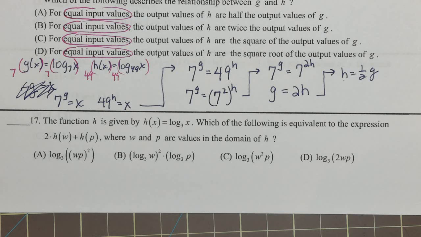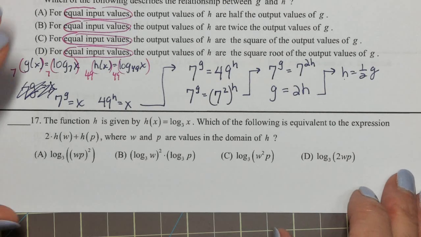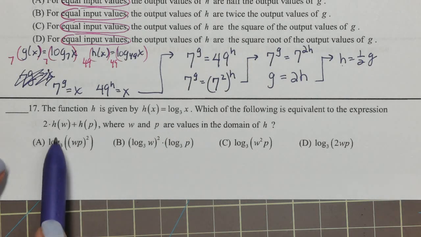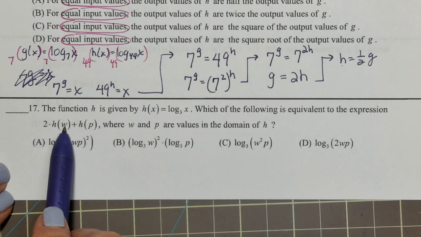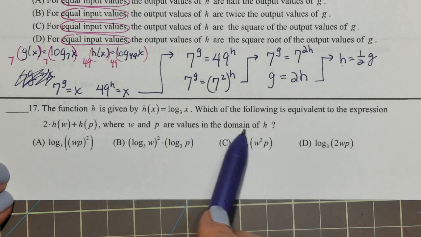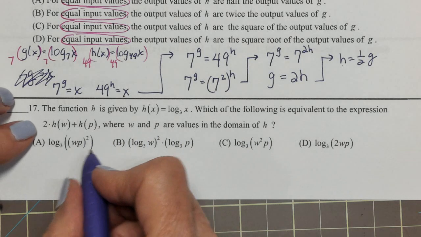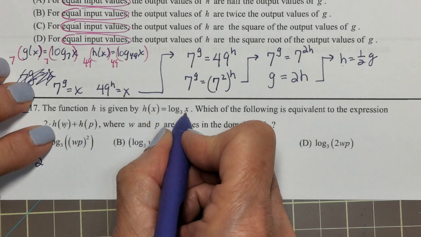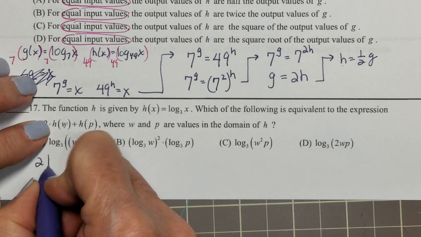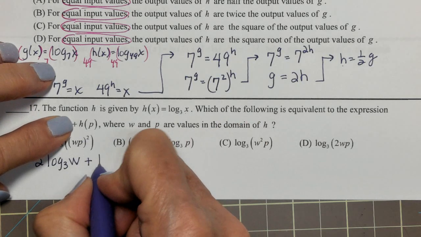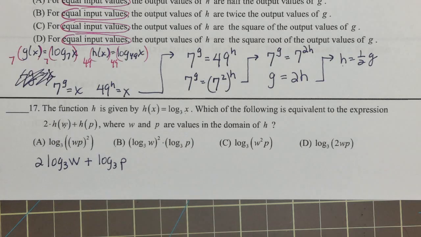Alright, number 17. The function h is given by log base 3 of x. Which of the following is equivalent to the expression 2 times h of w plus h of p, where w and p are values in the domain of h? I'm going to plug w in for x first. H of w would be log base 3 of w. H of p would be log base 3 of p. They're asking me which is equivalent to that.